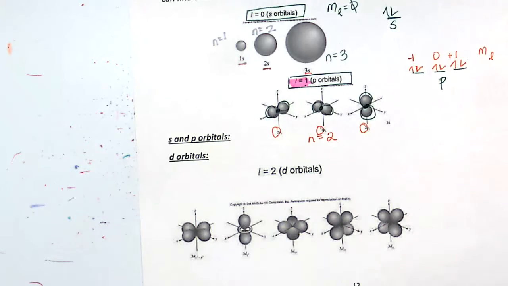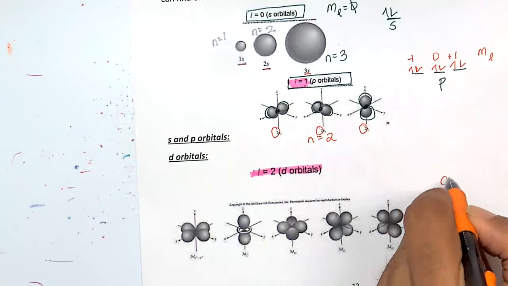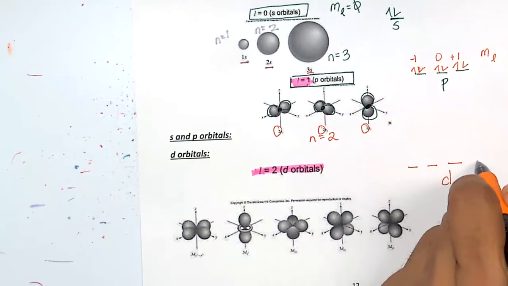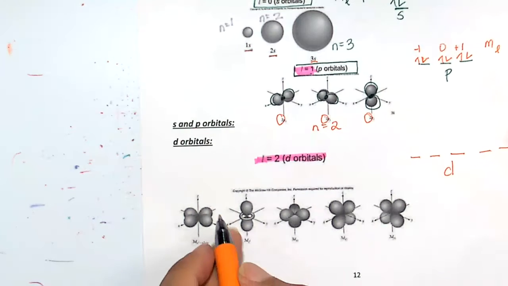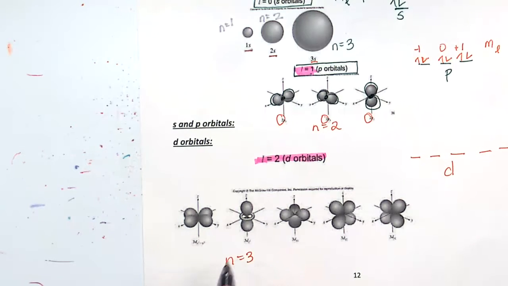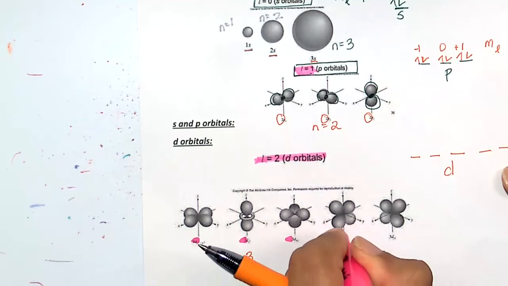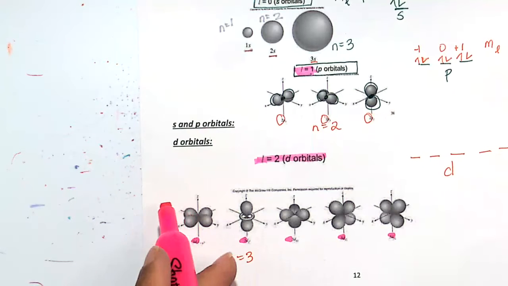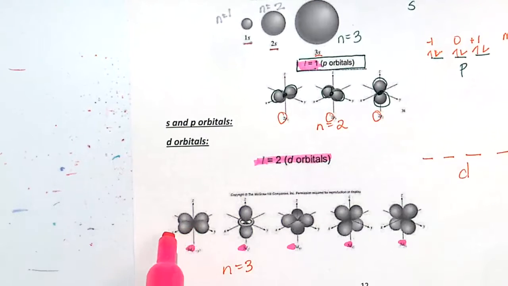Okay, for the d orbital, L is equal to 2. D has 5 slots: 2, 3, 4, 5. What is the principal quantum number? Here, n is equal to 3. How do I know n is equal to 3? Because it's a 3d orbital. Look at the crazy shapes of the d orbital. Really weird shapes. Probability of finding an electron density.